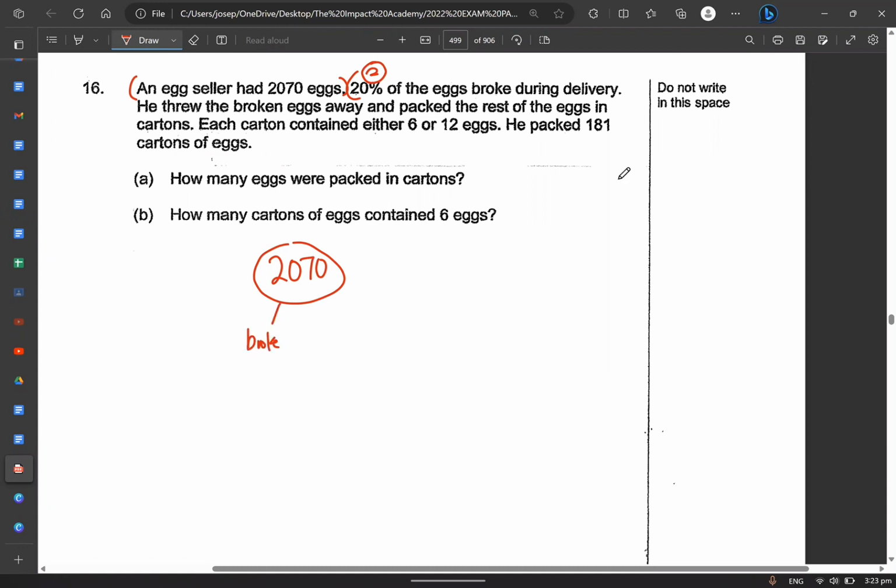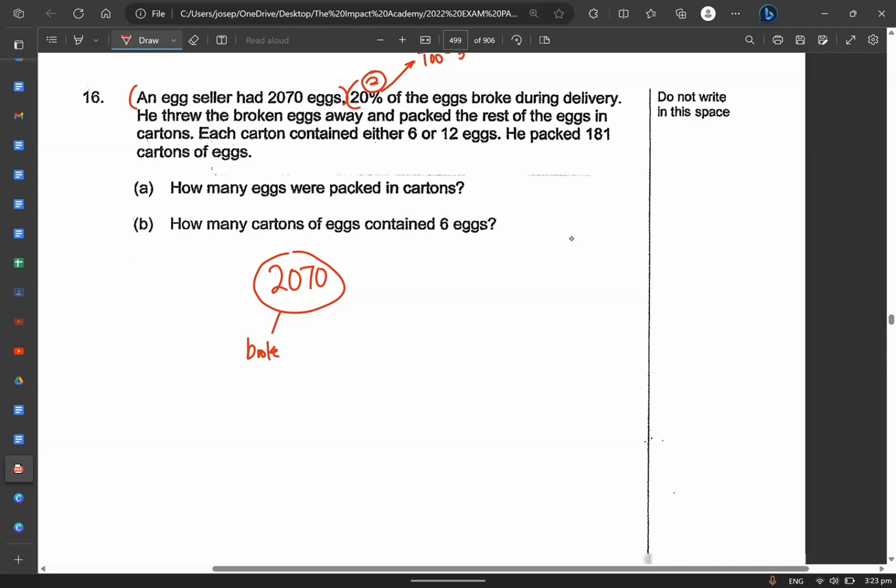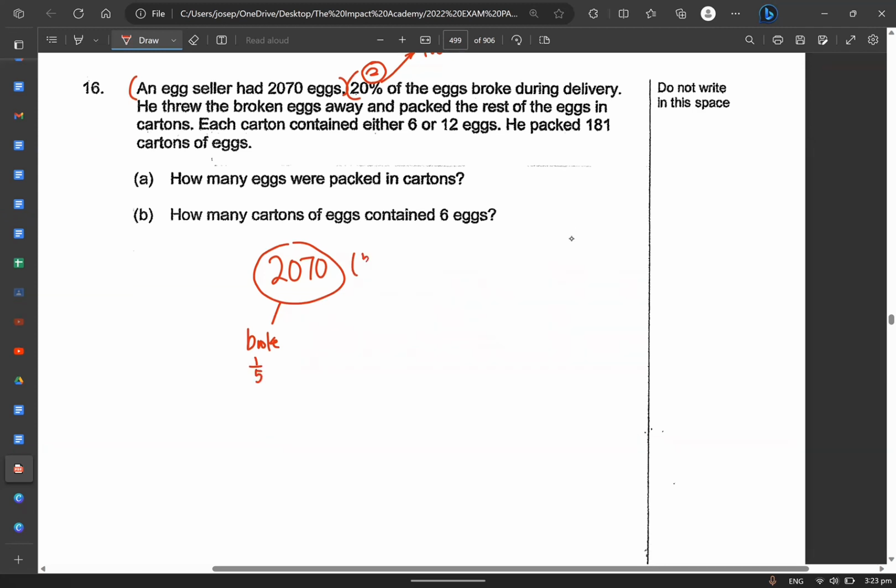Now, what I always encourage my students to do is to change 20% to a fraction. We know that 20 over 100 is the fraction, but we can always simplify it to 1 over 5. When I say that this is 1 over 5, I am saying that this is 1 part out of 5 parts. So you must always make sure when you do 1 over 5, you don't just stop there, but you have to multiply because of the word "of". So 1 over 5 times 2070, we get 414.